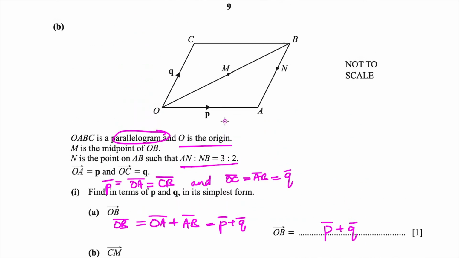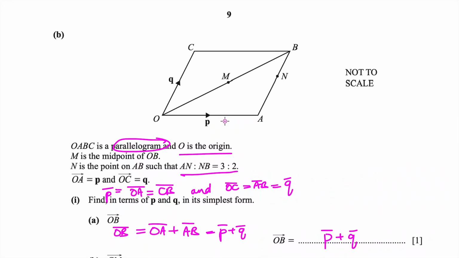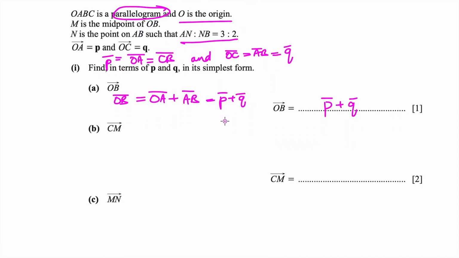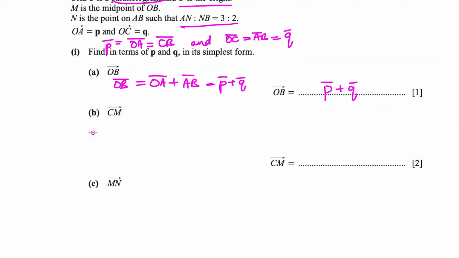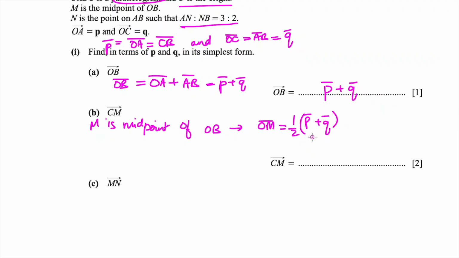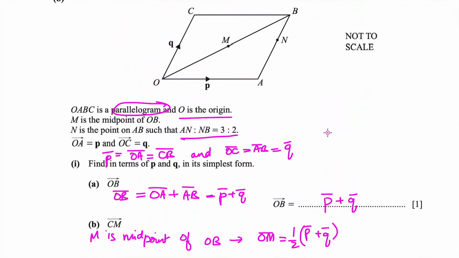Okay, so now it is given M is the midpoint of OB. So they are asking for CM. M is the midpoint of OB. So therefore OM bar is equal to half into P bar plus Q bar. Now I know OM bar. Why am I talking about OM bar? So let us see. They want CM bar. So I will start at C, I will go in this path until M. So I can use OM.